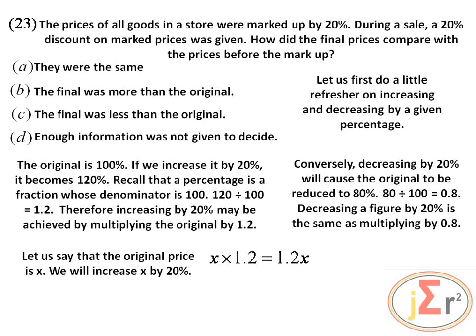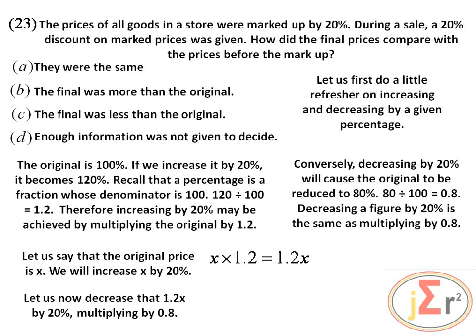So 1.2 times x is no doubt 1.2x. That is what we are using. That is what we have for our answer. Let us now decrease that 1.2x by 20%. Multiplying by 0.8. That is how we decrease a particular figure by 20%. We take 20 from 100 and we get 80. 80% is actually 80 divided by 100, and that will give us 0.8.